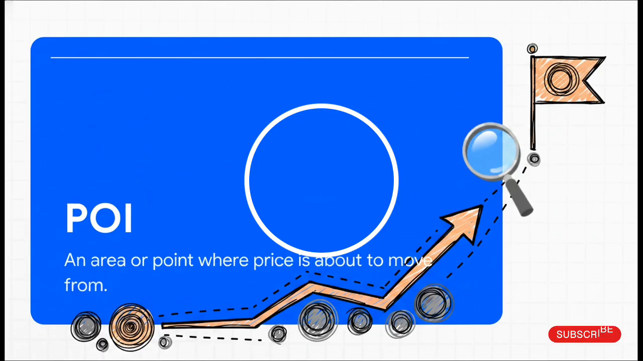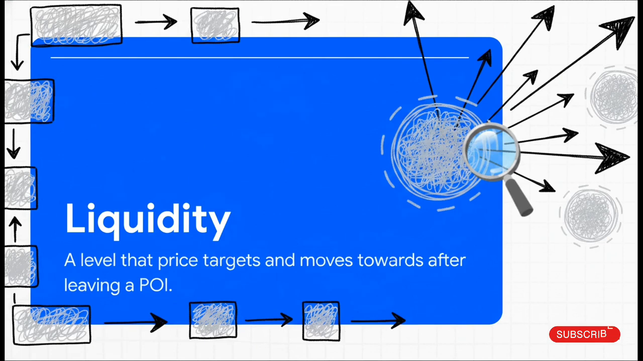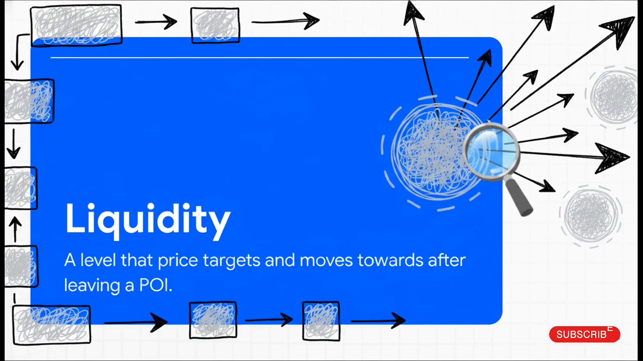They fixate entirely on finding this area, endlessly marking up their charts, while completely ignoring the actual destination. And that destination? That's liquidity. This is the exact level that price targets and moves towards after leaving a POI. Honestly, liquidity is just as crucial. It is the ultimate target the market is hunting for. If you're only mapping your POIs and totally ignoring liquidity, you're basically only seeing half the board.